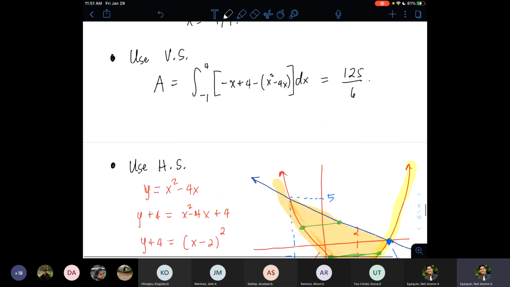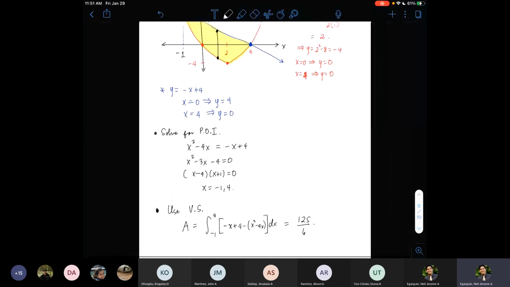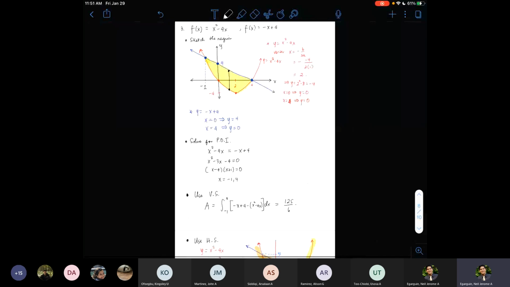The integration for vertical strips is just top minus bottom, right? So if you look at the region, the region started when x is equal to -1 and ends when x is equal to 4, right? That's why I have those bounds. And then if I draw a vertical strip such as this, the upper function is always the blue one, which is the straight line, whose equation is -x plus 4. That's why I have that as a minuend, minus the lower function. The lower function is always the red one, which is the parabola. So that's why I have minus the equation of the parabola, dx.